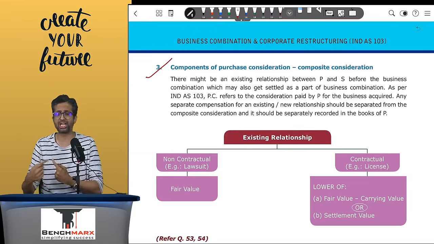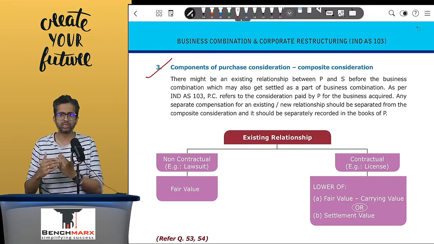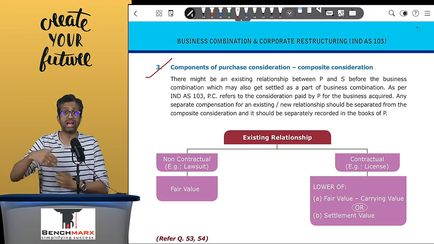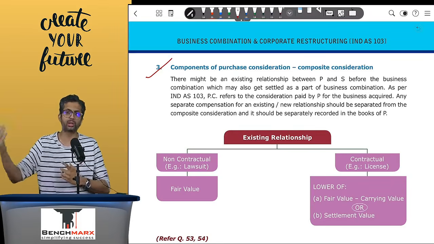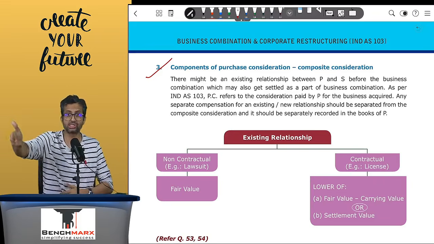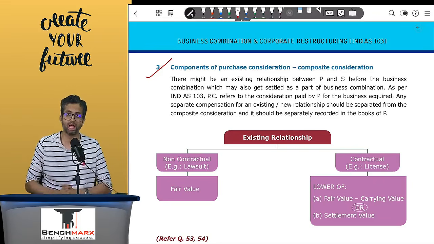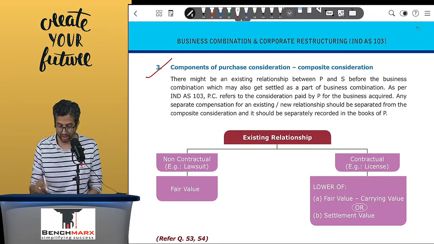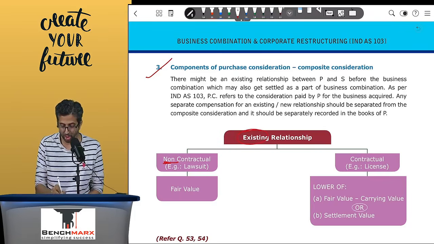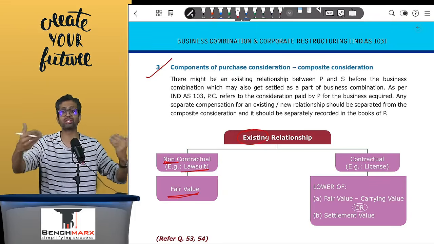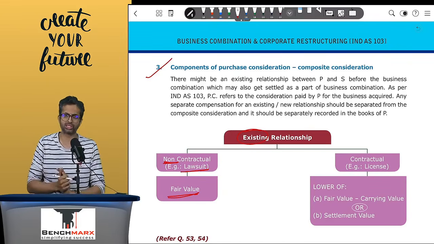Like, for example, there may be a pending lawsuit between the purchaser and the selling company, and if as a part of the transaction that pending lawsuit is getting settled, where the selling company was suing the purchasing company, then a part of your total consideration is for the implicit settlement of this lawsuit, and hence that should be separated out from PC and recorded separately. So over here, if there's an existing relationship, it may be non-contractual, like a lawsuit was pending, then we will say that this lawsuit implicitly settles, let us say, at the fair value, and if required, you can calculate the gain or loss on this settlement as well separately.